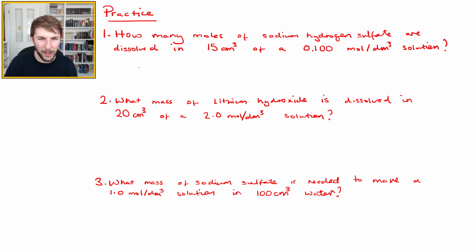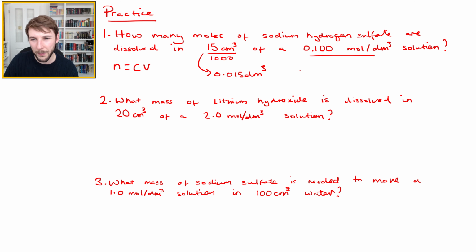Okay, so the first one then. We're going to need to use n equals CV to work out the number of moles. We've got a volume here that we're first going to divide by 1000, so we should get that volume being 0.015 dm³ for our volume there. And our concentration is over here of 0.1. So it's going to be n equals that concentration, which is 0.1 moles per dm³, multiplied by that volume, which is 0.015 dm³.